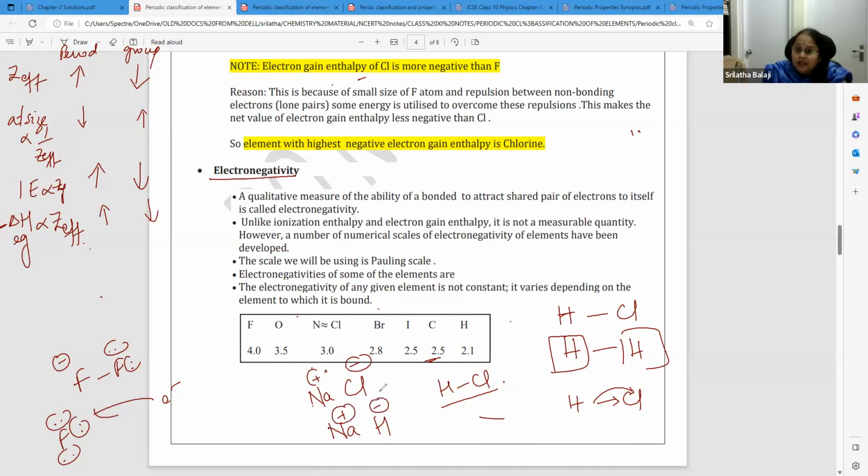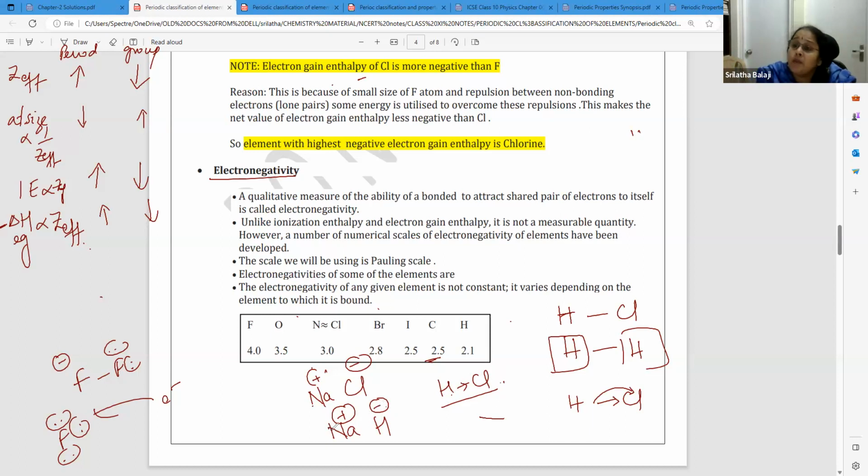See, when it comes to sodium, hydrogen is gaining electron. But when hydrogen is with chlorine, hydrogen is giving the electron density to chlorine. So this is relative. Are you able to understand? We call it a relative tendency. Element to element, the behavior changes.